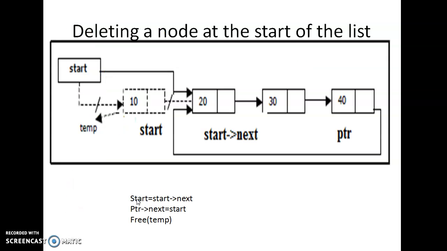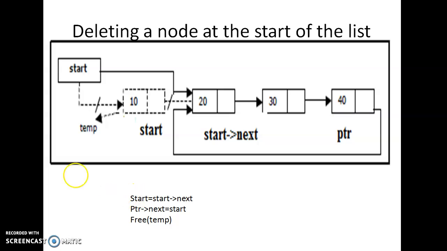Now these are the 4 insertion operations that we are having, and next we will see the deletion of nodes. There are 3 types of deletions that we are seeing: deleting a node at the starting of the circular linked list, deleting at the end of the circular linked list, and deleting any node in the middle.